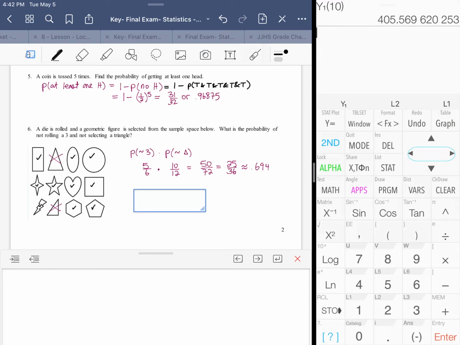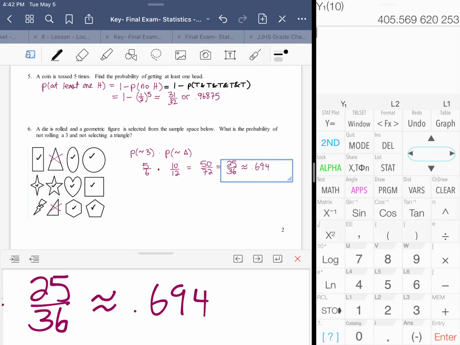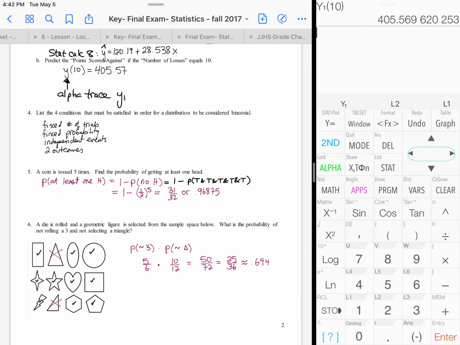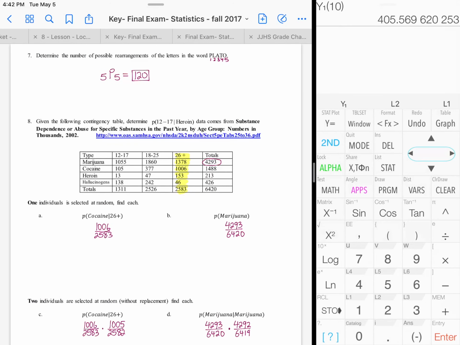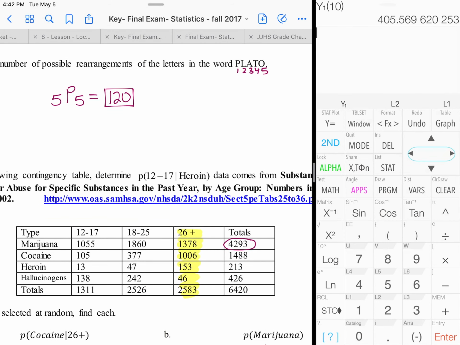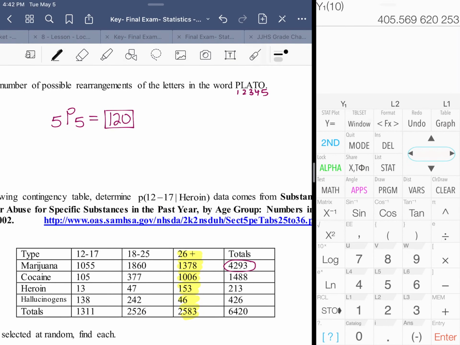We want these 2 things to happen one after the other, so we multiply. That's the multiplication rule. Any of these 3 variations of the answer, 50 over 72, 25 over 36, or 0.694, because that 0.694 is rounded correctly, they all would be acceptable for full credit.